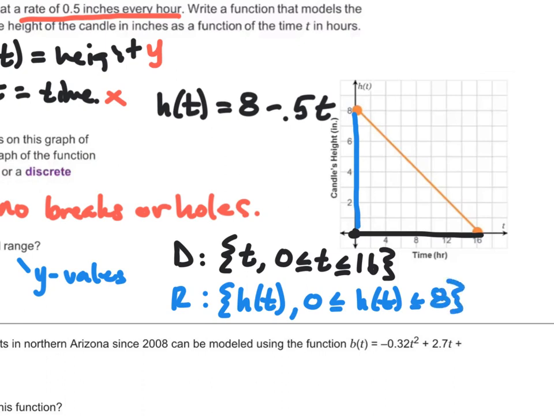So the height is in between 0 and 8 inches. The time is between 0 and 16 hours. That's all I'm looking at.